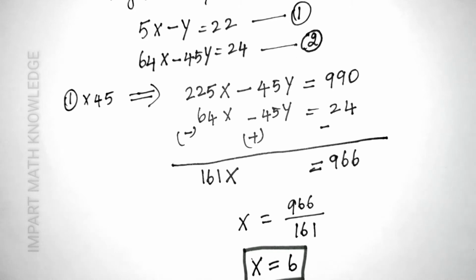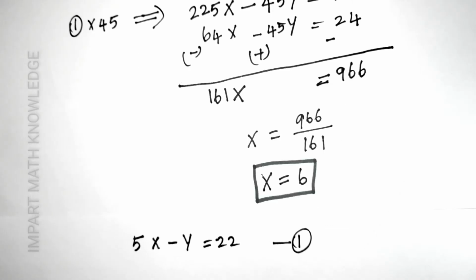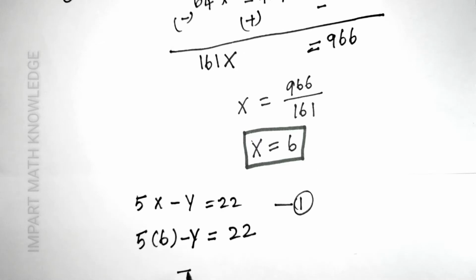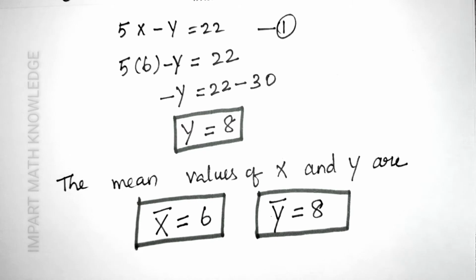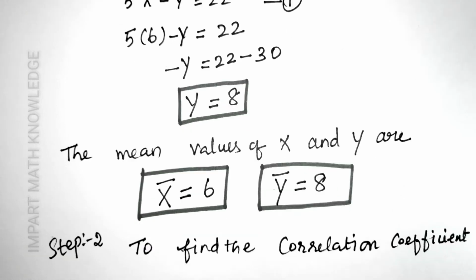Substitute x is equal to 6 in any one of the first and the second equations to get the y value. Substituting x is equal to 6, we get minus y is equal to 22 minus 30. So y is equal to 8. The mean values of x and y are x bar is equal to 6 and y bar is equal to 8.